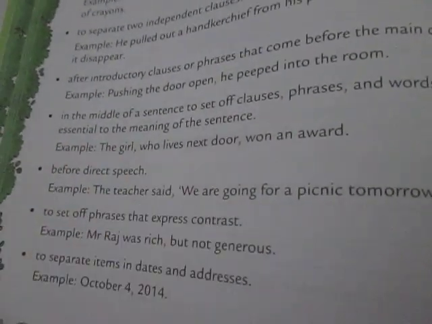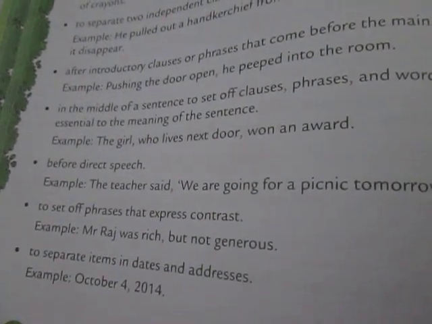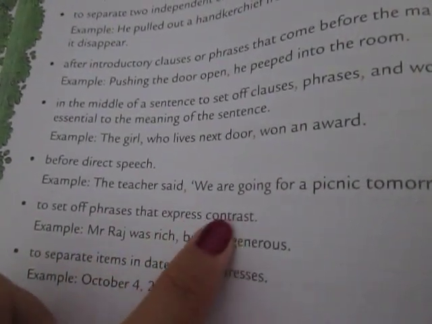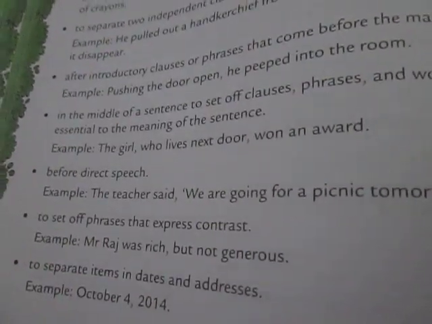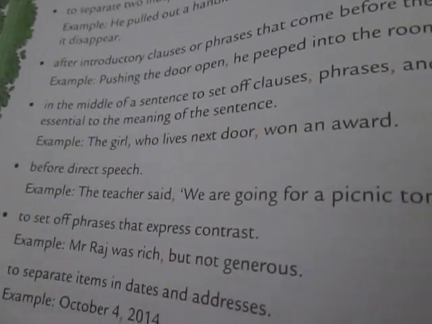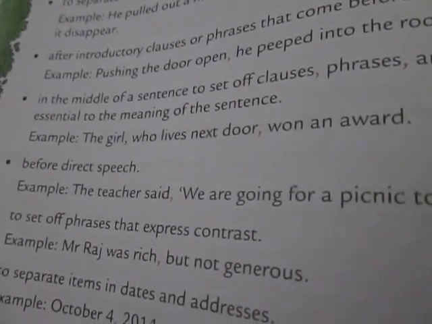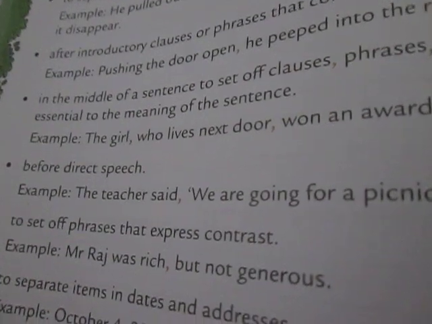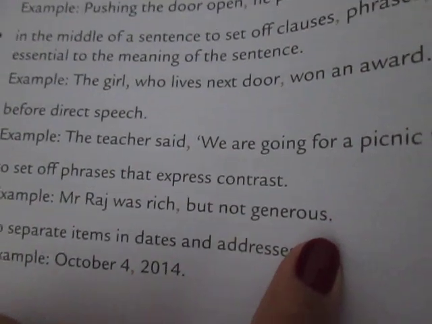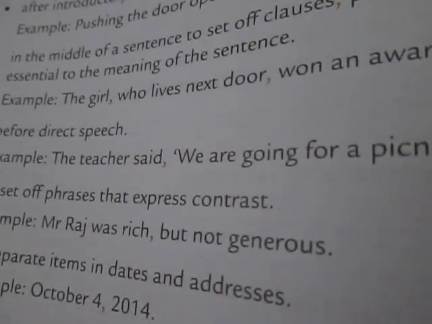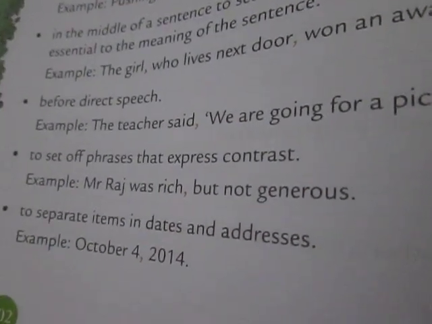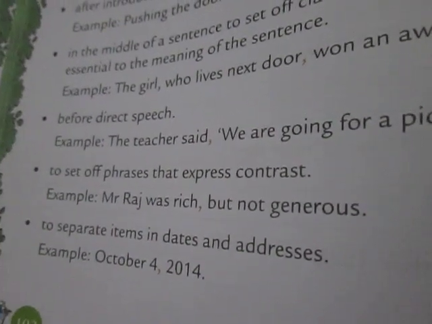So when we want to tell what the teacher said, we use a comma here, right? Now, to set off phrases that express contrast. Contrast means when we compare two things, right? Or when we tell something about two different things about a person. In that situation you can say, Mr. Raj was rich, but not generous. Now we are contrasting two qualities of Mr. Raj. He was rich but not generous. So these two qualities are contrast, rich and generous, right?